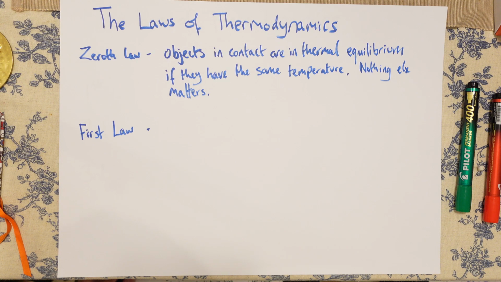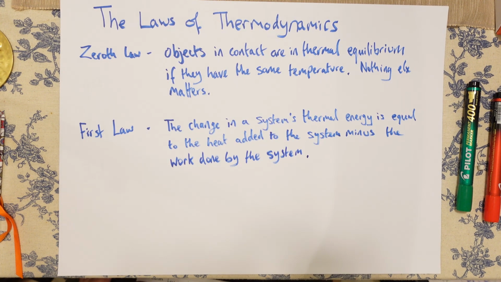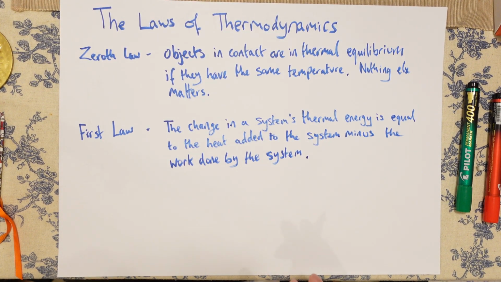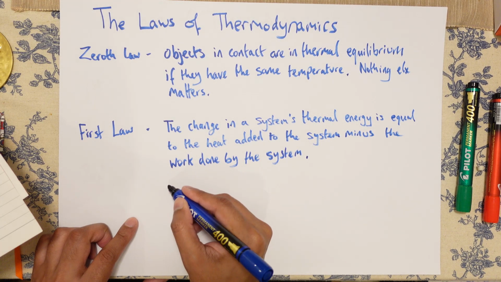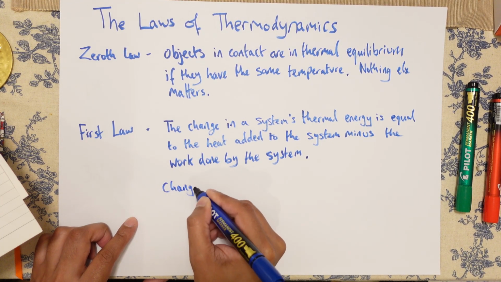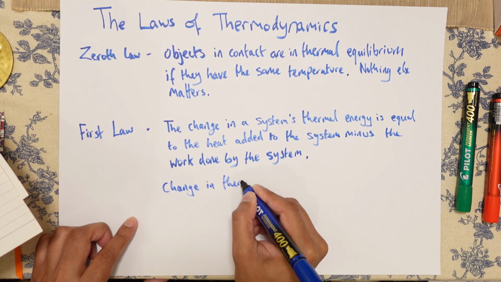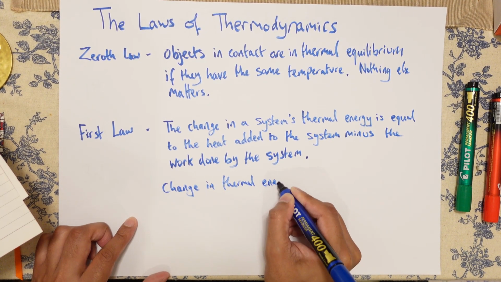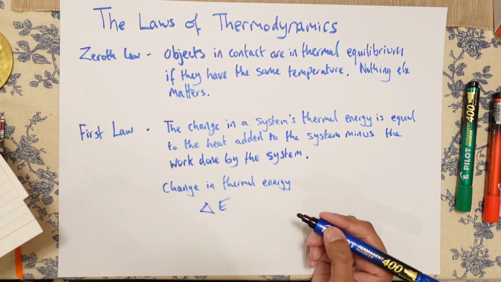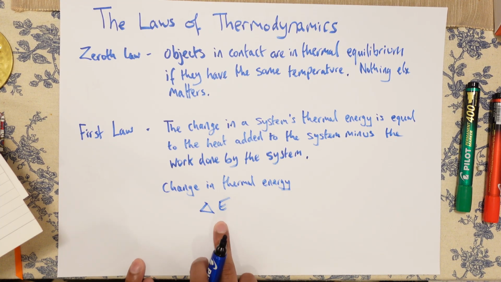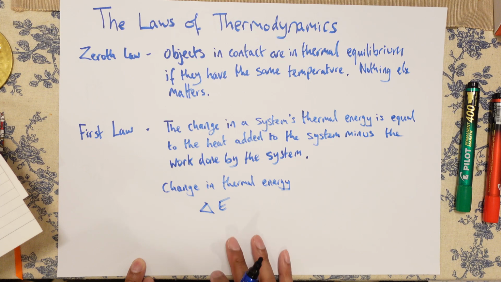This leads to the first law of thermodynamics, and it states that the change in a system's thermal energy is equal to the heat added to the system minus the work done by the system. We can actually express this as follows as well with an equation. So change in thermal energy, we call that delta E. Sometimes people use delta U. That can also be used, but delta E and delta U are used interchangeably.